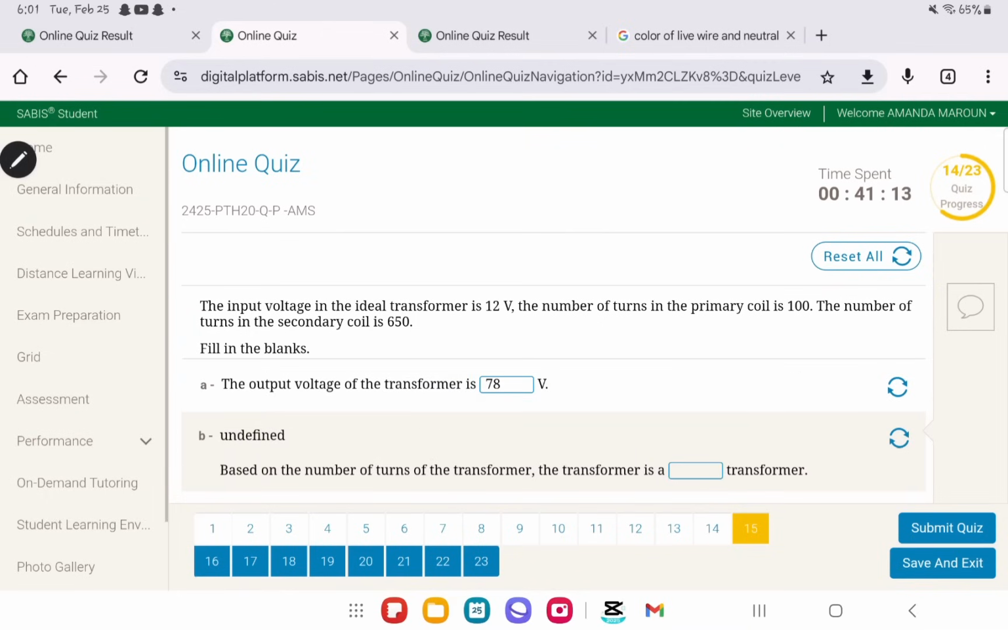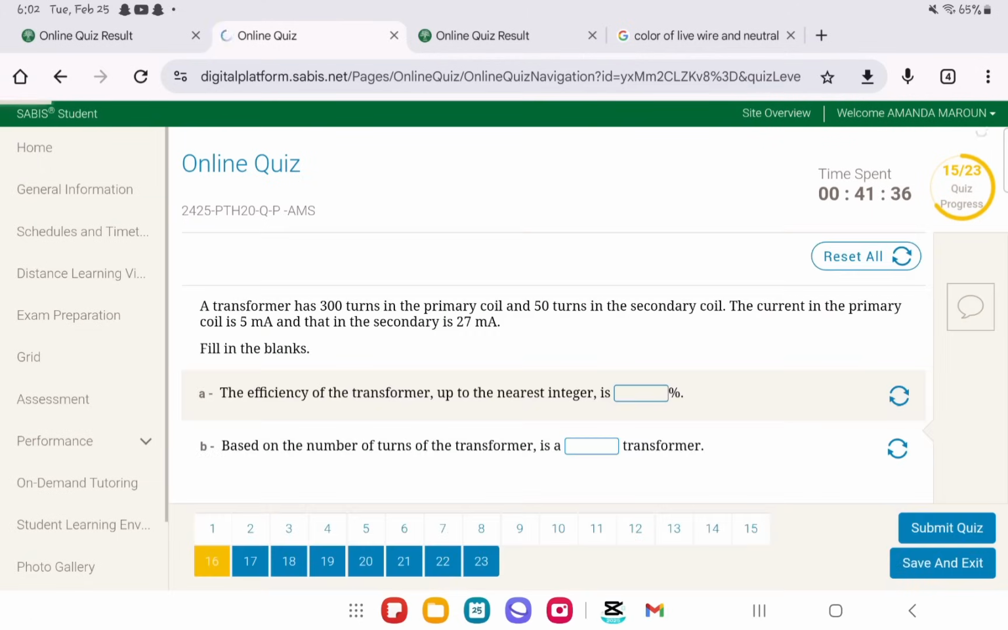We move on to part B. I don't know what undefined is for, just ignore it. Based on the number of turns, the transformer is a. As you can see from the number of turns, it was 100 and then it became 650. So it is a step-up because definitely the number of turns increased, so it's a step-up transformer. We move on to question number 16.